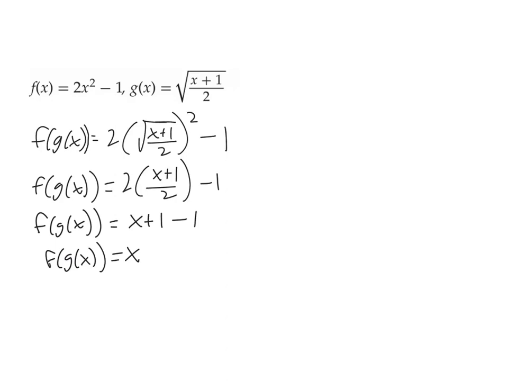Now go ahead and find g of f of x. It should also equal x now. Yes, just because one of them works, you still have to prove it by showing the other one. You can't just say, oh, one of them works, therefore they must be inverses. No, you have to prove that they both work. Now find g of f of x.